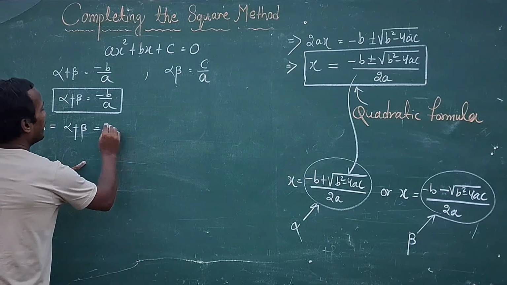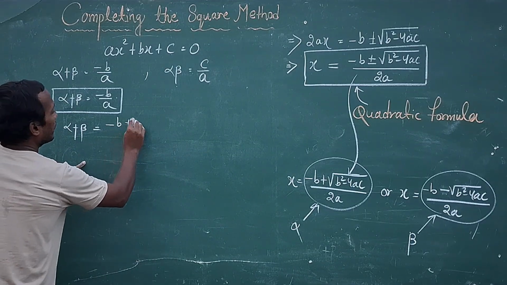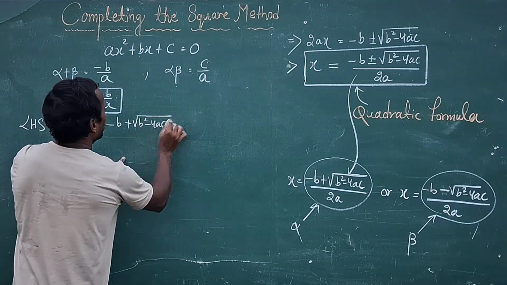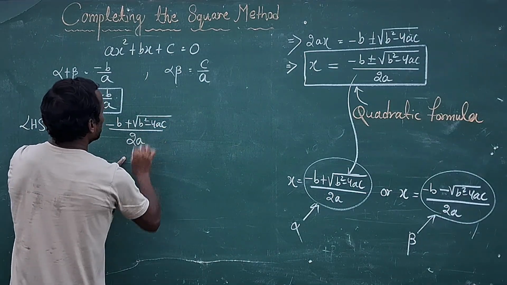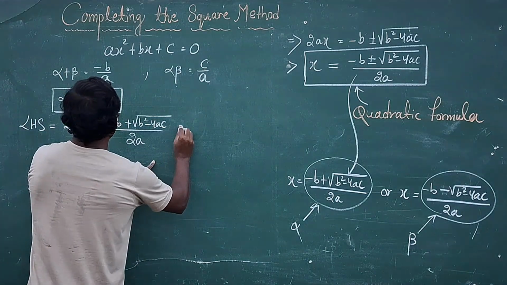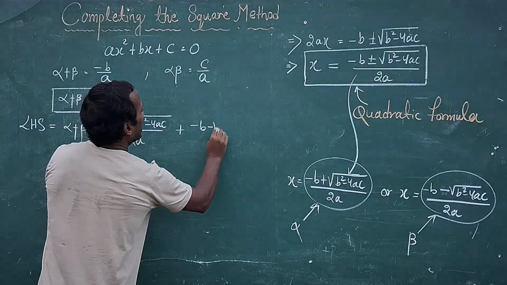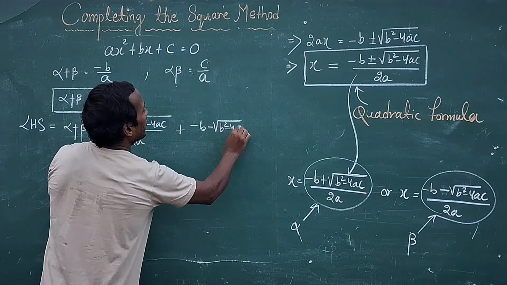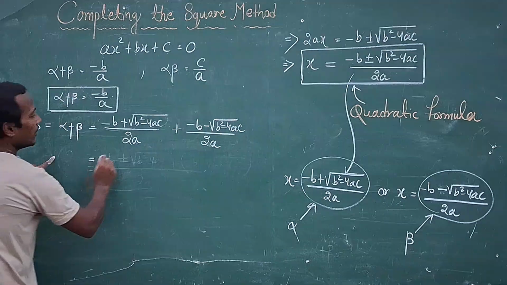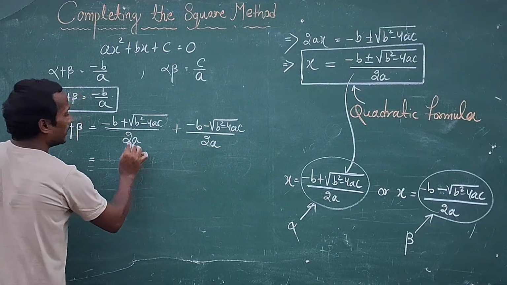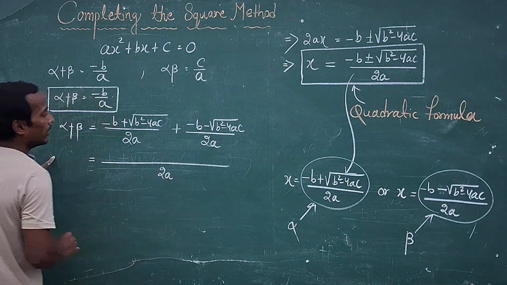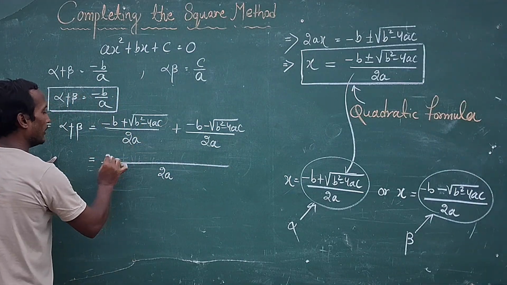Alpha is minus b plus root b square minus 4ac by 2a, and beta is minus b minus root b square minus 4ac by 2a. Now what happens? We have denominators same, 2a and 2a. LCM of 2a and 2a will be 2a. So we will simply copy the numerators as they are.